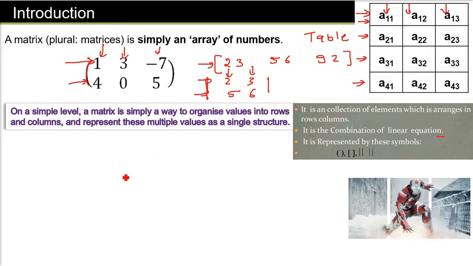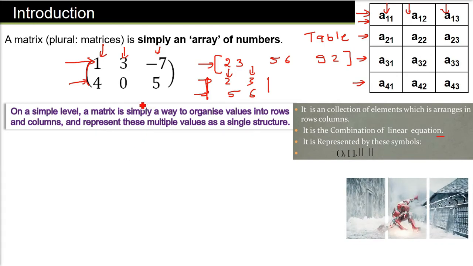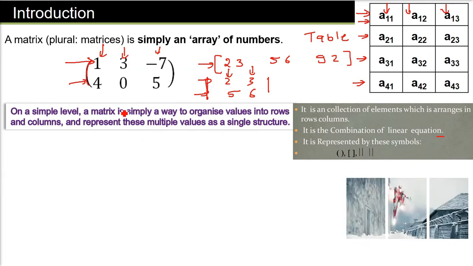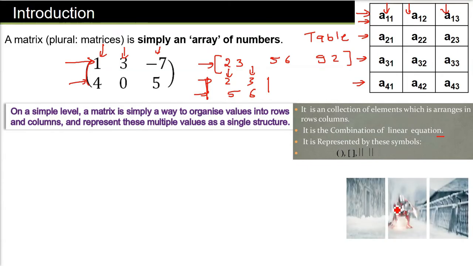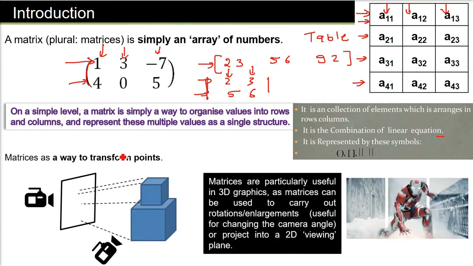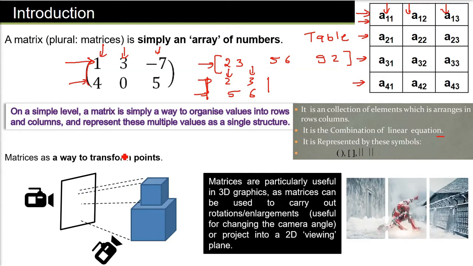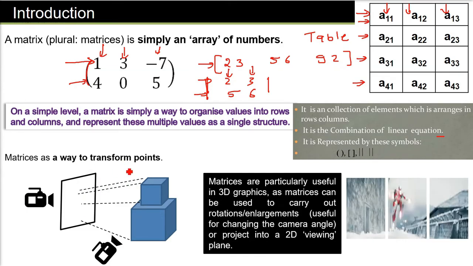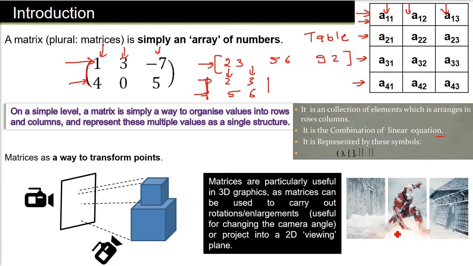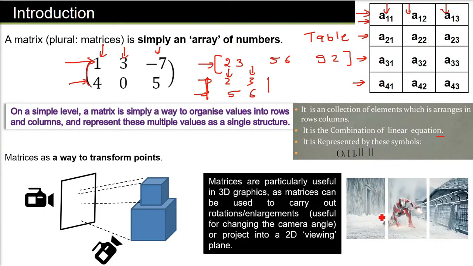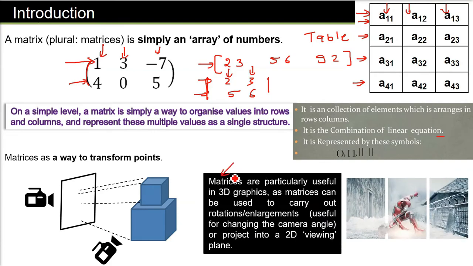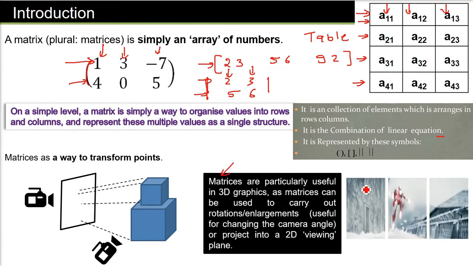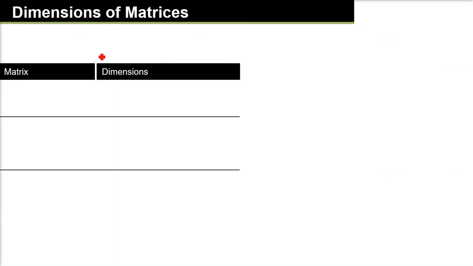So why do we use matrix? In mathematics, in computer science, especially computer graphics, this matrix has an important role. Various combinations, various computations can be easily done using matrix, and that is why matrix becomes so important for various sciences, especially the computer sciences. So these are matrices, if you see here, for 3D graphics.